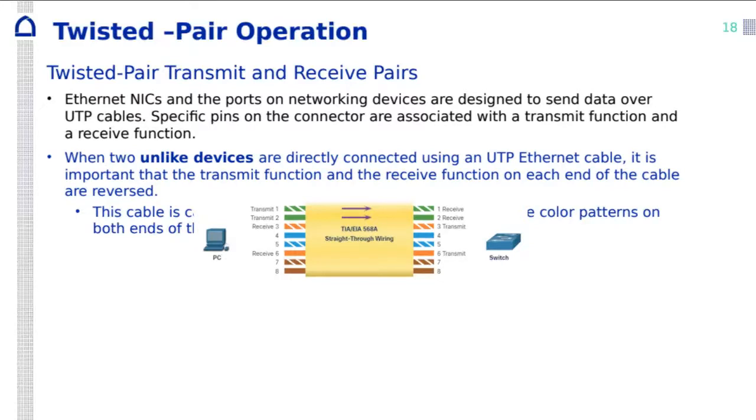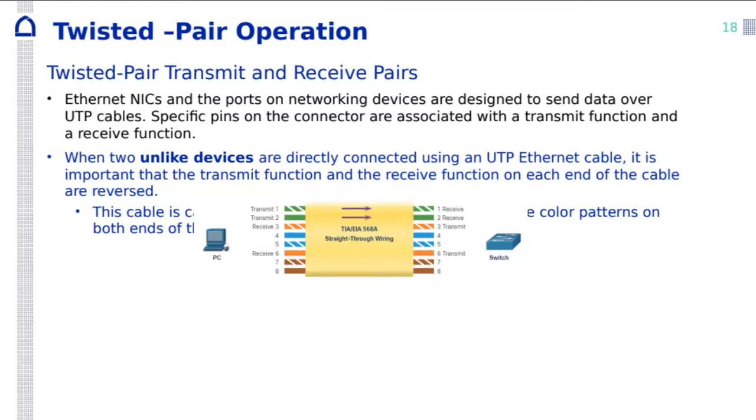So here you have a twisted pair operation. The cable is connected to your network cards, on the receiver and on the sender. These cables are designed so that the data can travel through them, so they can be used to transmit and to receive.